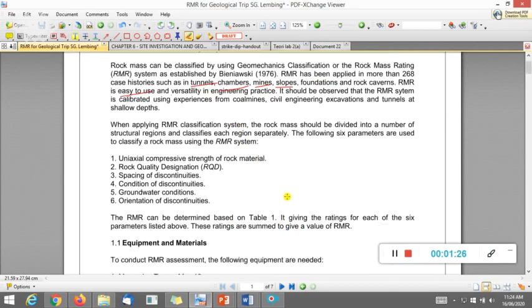Now we go to the 6 parameters. For RMR there are 6 parameters. The first is UCS, uniaxial compressive strength: what is the strength of the rock material? And then RQD, for the rock quality. And then what is the spacing of the discontinuities, for example the spacing of joints? And then what is the condition of these discontinuities, for example joints? And then is groundwater present or absent? And the last one is the orientation of these discontinuities.